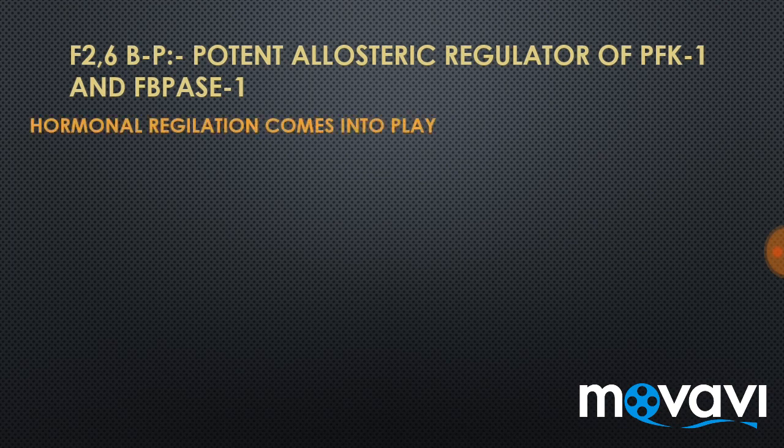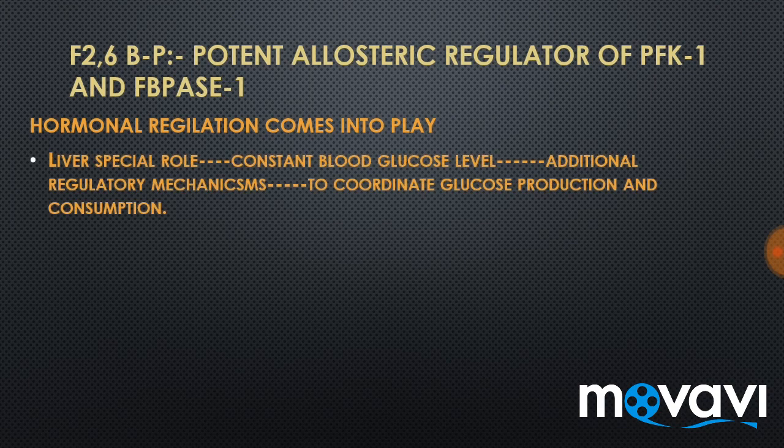Let's know something more. Hormonal regulation now comes into play. So far we have only seen these enzymes. No hormone we have seen yet. So for that we must know the role of the liver. It maintains a constant blood glucose level. How? By additional regulatory mechanisms which we would be studying now. For what? To coordinate glucose production and consumption.